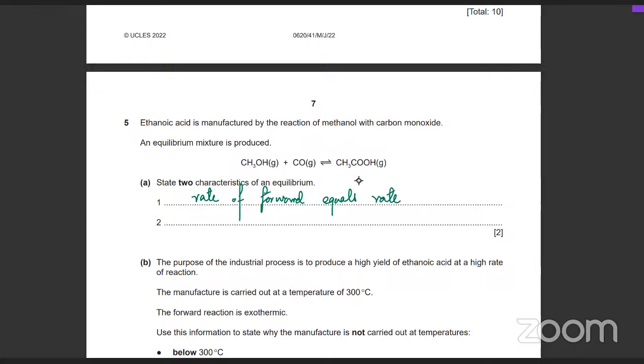What else? Is there any change in concentration of the reactants and products? No. So concentration of reactants and products becomes constant, because the amount that is getting formed is the same amount that's getting used up as well.